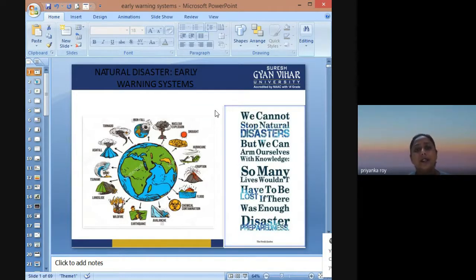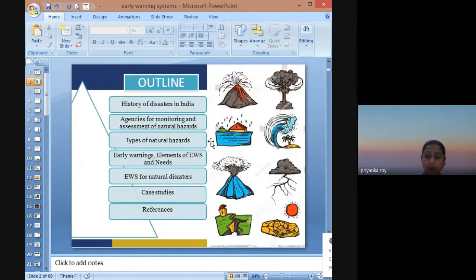Good morning. Today in disaster management, we are going to learn about early warning, a disaster early warning system. The outline of today's lesson will be: first we will start with a brief history of disasters in India, agencies for monitoring and assessment of natural hazards, types of natural hazards, early warning, elements of early warning systems and needs, then early warning systems in natural disaster case studies, and we will discuss various case studies of the success of the early warning system that has been taken up.